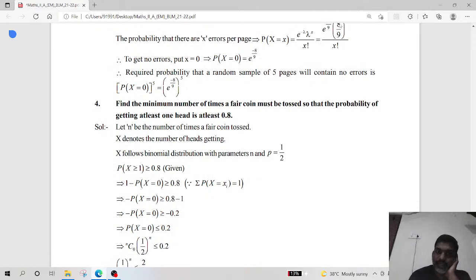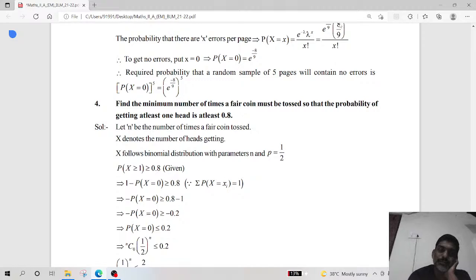Question number 4: find the minimum number of times a fair coin must be tossed so that the probability of getting at least one head is at least 0.8. So the minimum number of times a fair coin must be tossed. What is the probability of getting at least one head? It is at least 0.8.